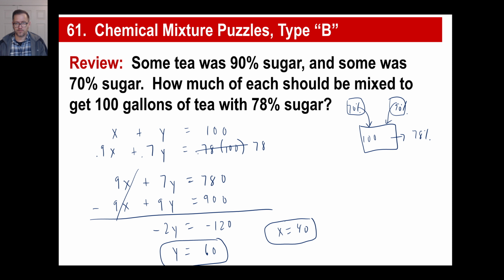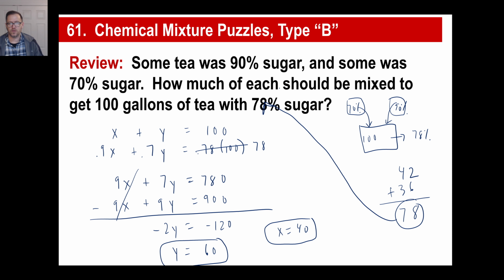Now you can very quickly check this. My y is the 70%. If I do 60 gallons of that, how much is actually sugar? What is 70% of 60? In other words, what's 0.7 times 60? 70% of 60 is 42. That's how much sugar there is in that part of the tea. The other part has 90% sugar, but there's only 40 gallons of that. Well, what's 0.9 times 40? In other words, 9 times 4, that's 36, right? That's how much sugar is in there total. That gives me 78 if I add those, which is exactly the percent we want. Just to check, you don't have to do that if you don't want to.